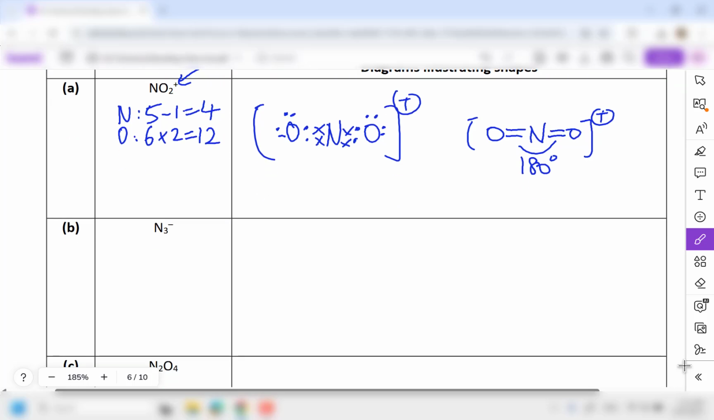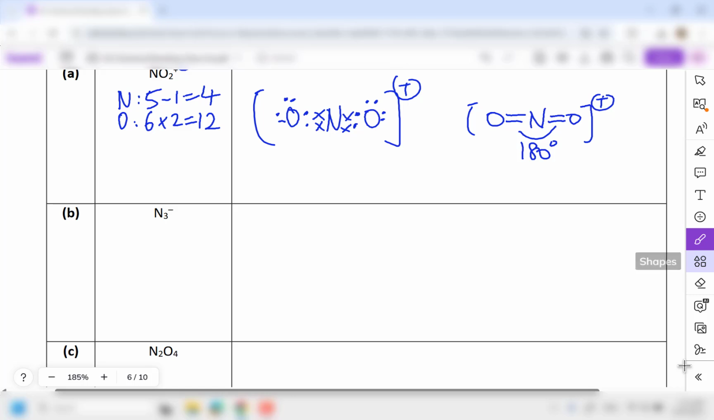We'll do the same for N3 minus. So again, N3 minus is the tough nut to crack. Nitrogen has 5 valence, 3 in total, so we have 15. With the extra electron here, we add 1, which equals 16. Again, the easiest way is to form N2 first. So if we form N2 first, we get a triple bond on the left. Okay, so this is N2.